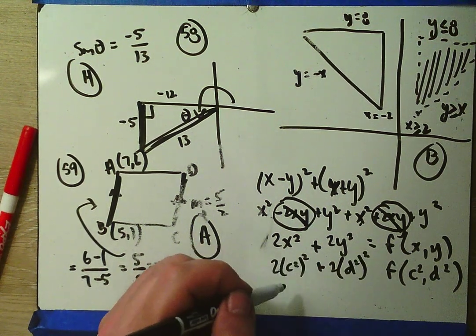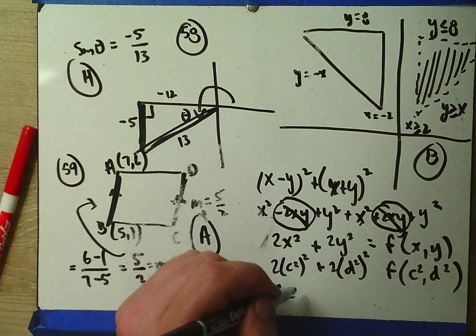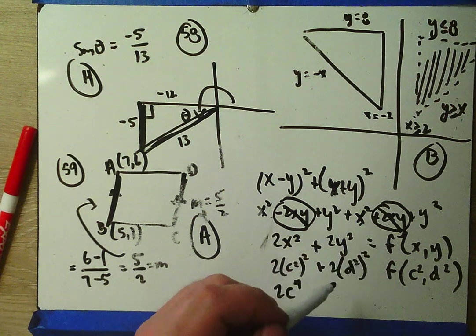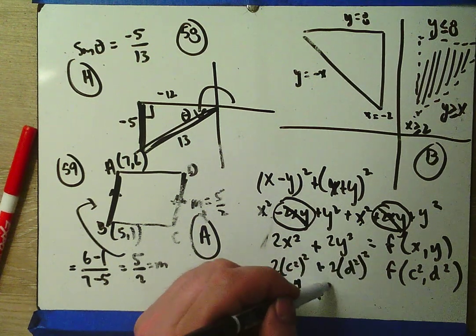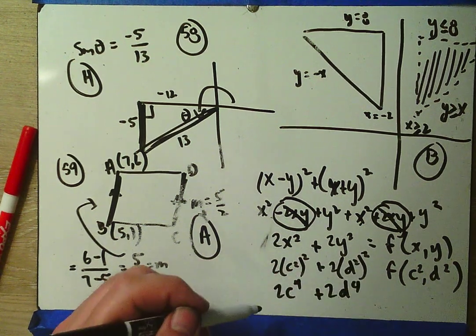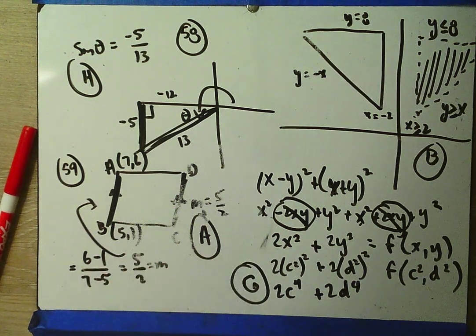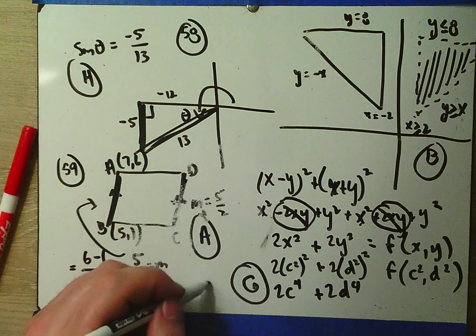When I raise a power to a power, I multiply them till I have 2c to the 4th. And when I raise a power to a power, I multiply them, so I have 2d to the 4th. And this corresponds to choice G. Okay, so that's problem number 60.